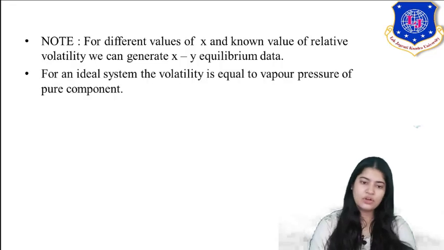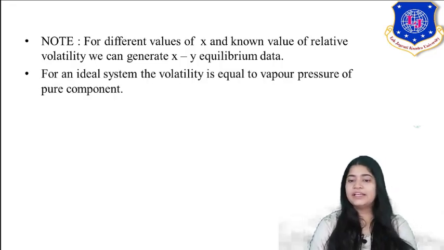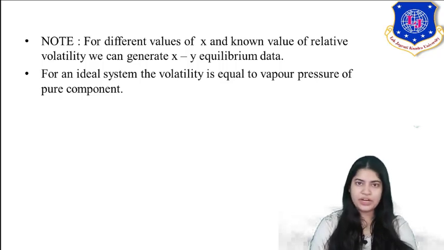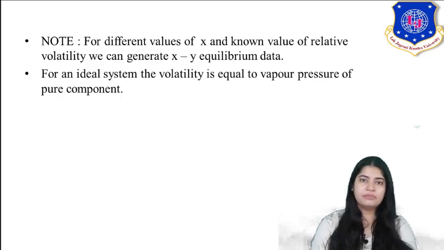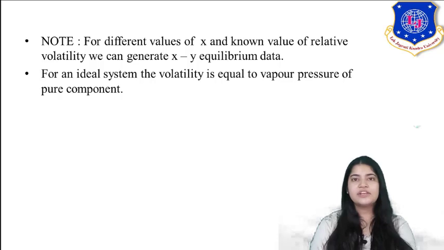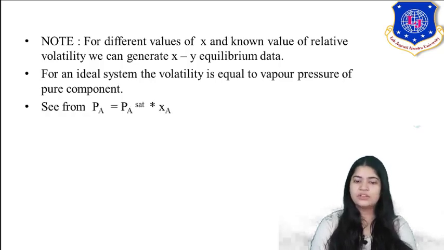For an ideal system, when I'm talking about a pure component, the volatility is equal to the vapor pressure. It's but natural. If a pure component is there, it means your mole fraction is 1, hence your vapor pressure is equal to the partial pressure. What was the definition of partial pressure from Raoult's law? Partial pressure is equal to vapor pressure into the mole fraction of your more volatile component or any component. So if I'm talking about a pure component, and of course Raoult's law is applicable when I'm talking about an ideal system. Now just learn this.